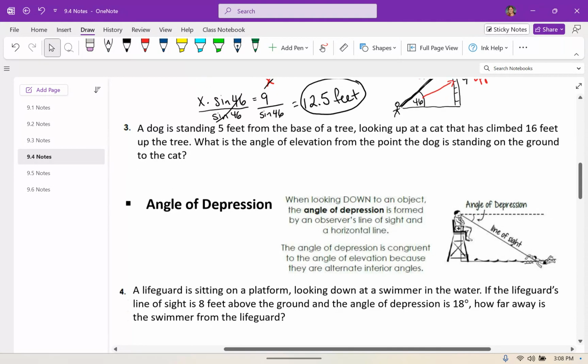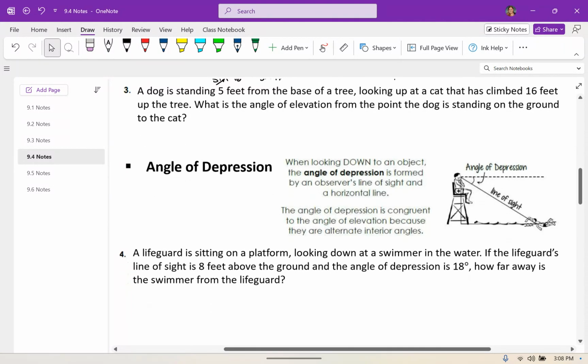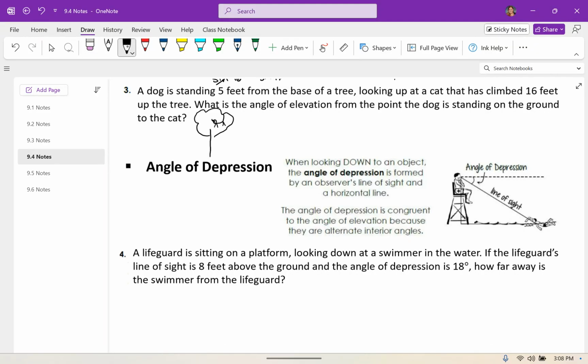Okay. A dog is standing 5 feet from the base of a tree, looking up at a cat that has climbed 16 feet up the tree. Okay, so here's my tree. Here's my cat. And a dog is standing 5 feet away. Here's the dog. What is the angle of elevation from the point the dog is standing on the ground to the cat?